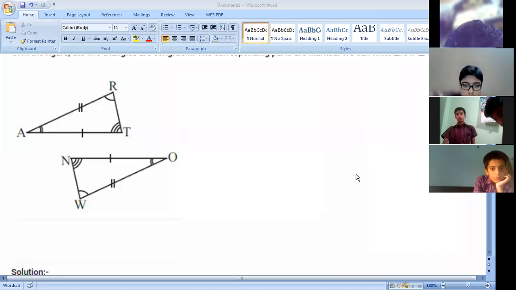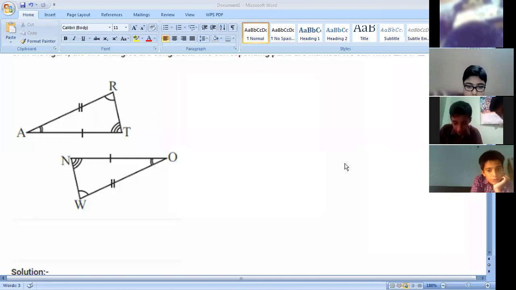Yes, ma'am. In the figure, the two triangles are congruent. The corresponding parts are marked. We can write triangle RAT congruent.